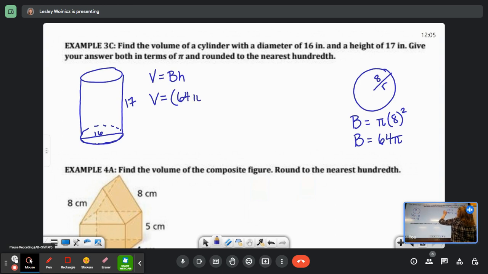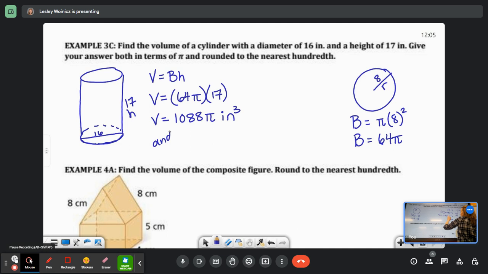64 pi times our height of 17. So we have to give this in terms of pi and rounded. 1,088 pi inches cubed.